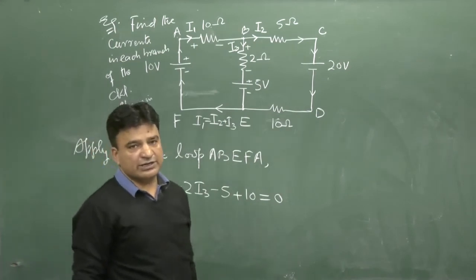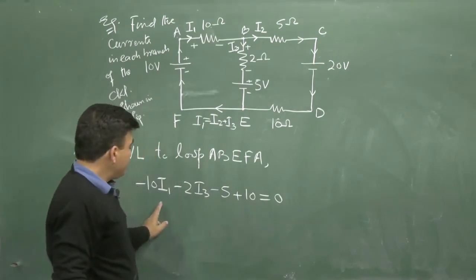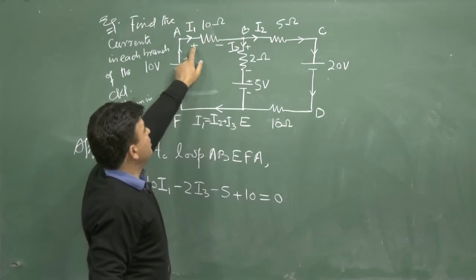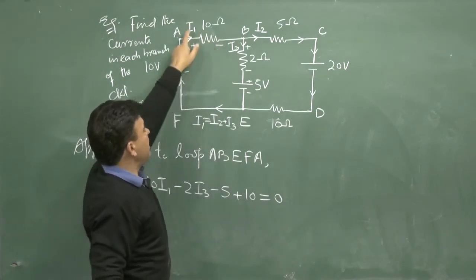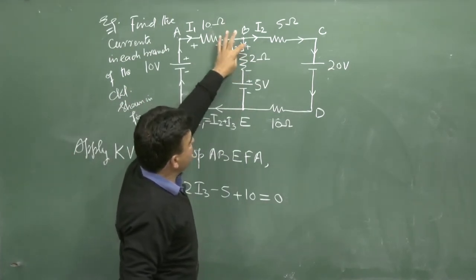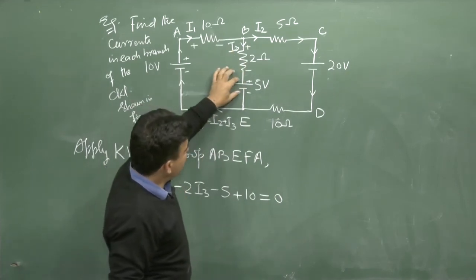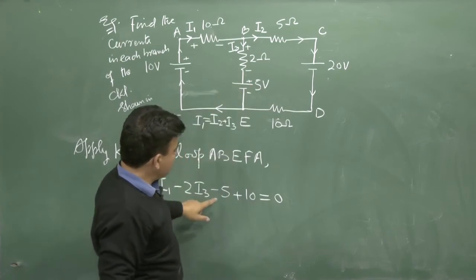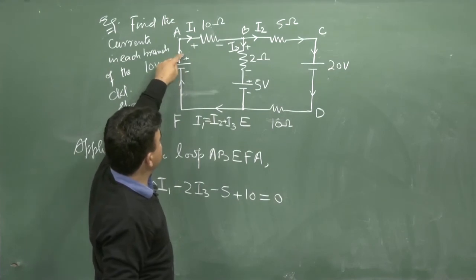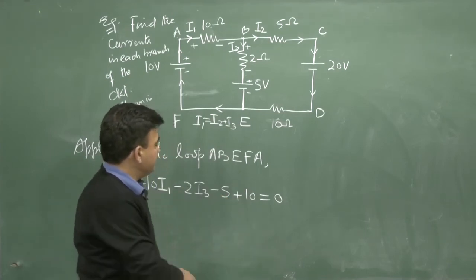This is how I have applied Kirchhoff's voltage law. Any problem in it? See here, I am going to repeat this. Start from A, go to B. You are moving from high potential to low, so 10 I1 will be taken as negative. From B to E, plus to minus, moving from high to low potential, 2 I3 will be taken as negative. There is a cell of EMF 5, plus to minus, so you take minus 5 volt. Then in this cell, minus to plus, from low to high potential, so 10 volt will be taken as positive.